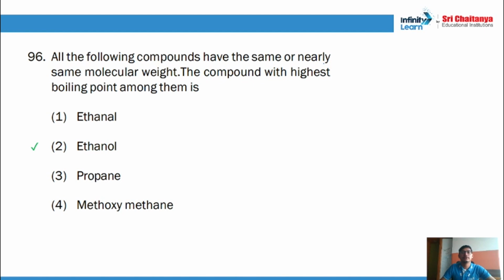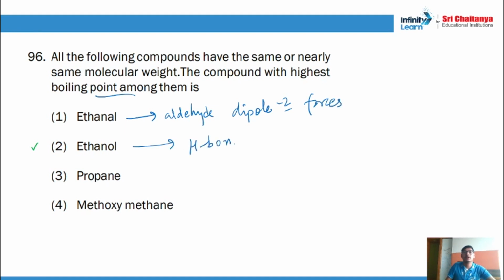All of the following compounds have same or nearly same molecular weight. The compound with the highest boiling point. Now, boiling point is proportional to the attractive forces. Ethanal is an aldehyde. It has dipole-dipole forces, which are definitely stronger than dispersion forces and dipole-induced dipole forces. But ethanol has hydrogen bonding, right? Ethanol has hydrogen bonding, which is stronger than all the Van der Waals forces. So basically, this becomes the correct answer. Propane is an alkane, only dispersion forces, the weakest one, and methoxymethane is an ether. It also shows dipole-dipole forces, which are weaker than hydrogen bonding.